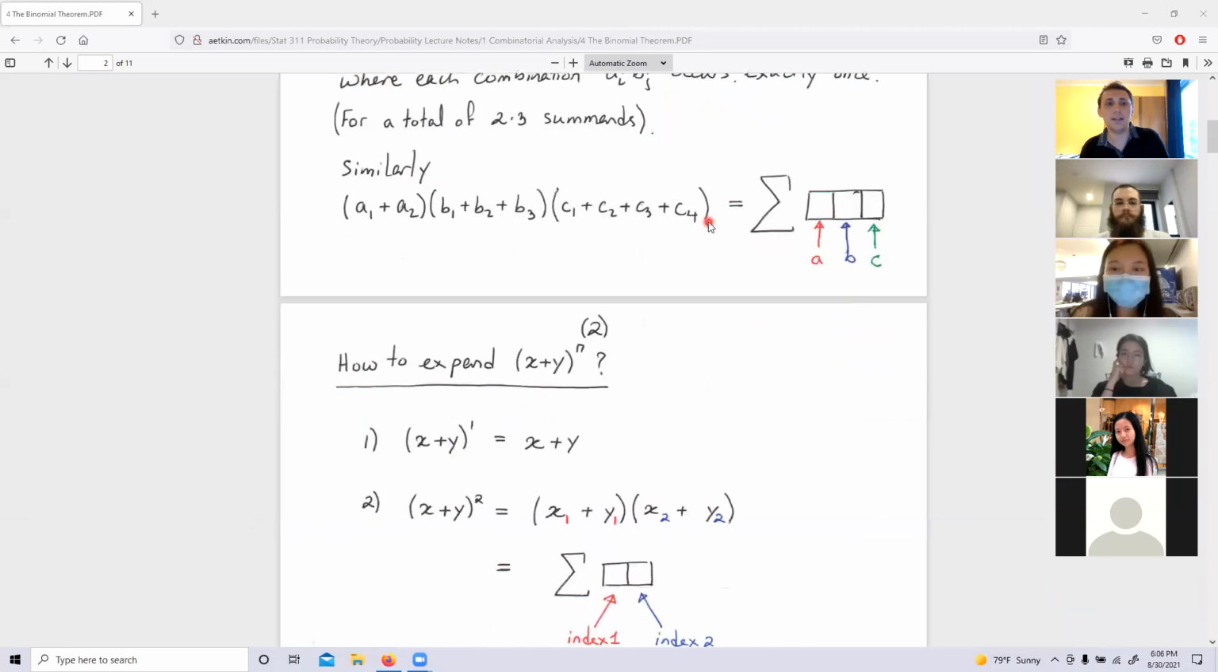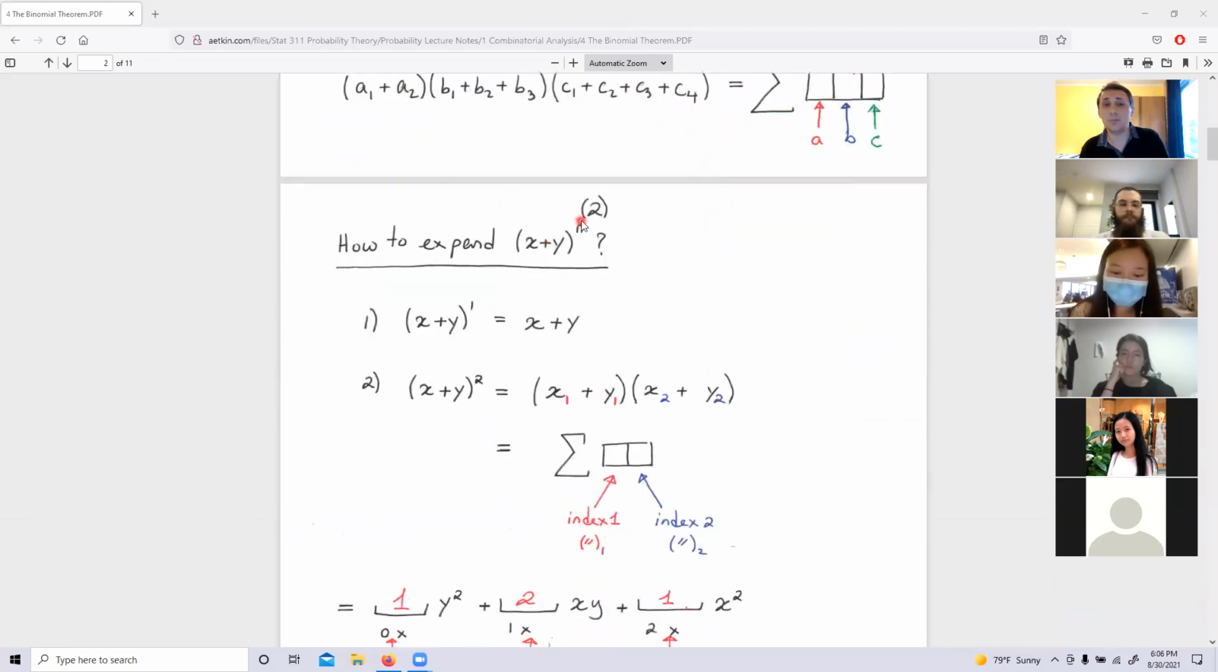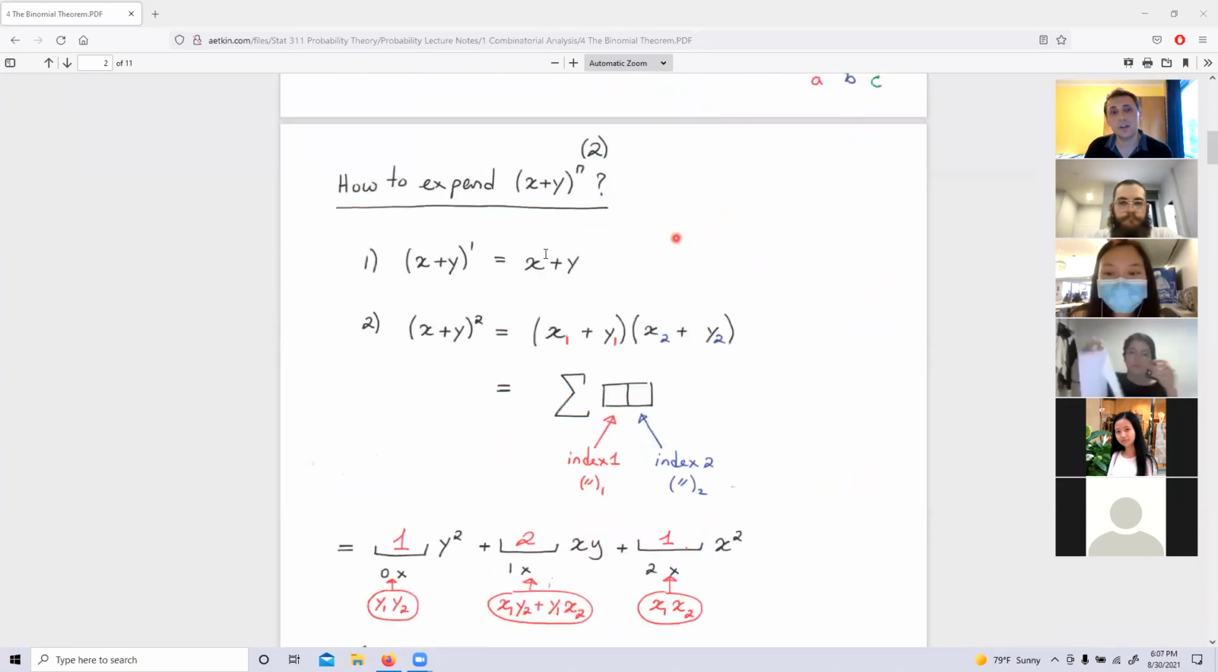How do we expand x plus y to the power of n? That's the binomial theorem. It's a very important theorem. So if I write it to the power of 1, then it's just x plus y. If it's to the power of 2, I mean, I put the markers under the x, but it should rather be under the parentheses, right? It's, I would say, first parenthesis, second parenthesis.